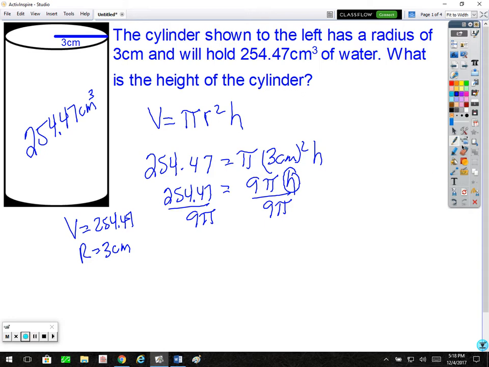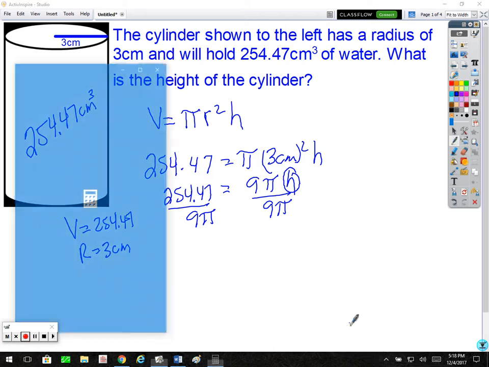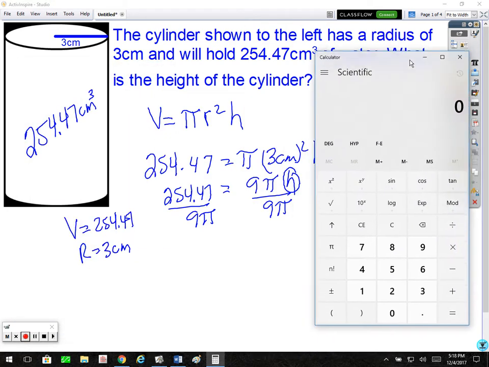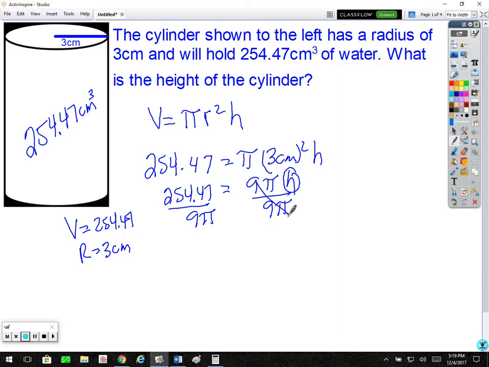Okay, so let's take our calculator and we'll pull it up real quick. Okay, let's bring it over here out of the way. Okay, so what we have is 254.47 divided by, now in this calculator I have to put it in parentheses, 9 times pi, close the parentheses, gives me 9 even. So remember, this is going to cancel, so I have the height of this cylinder is 9 inches.